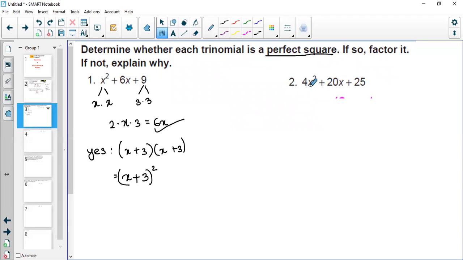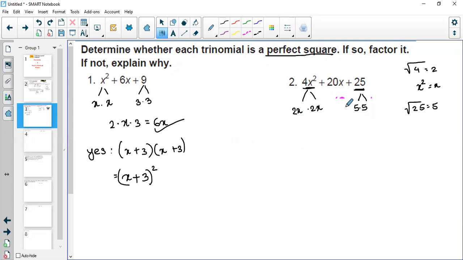Right, moving to question number 2. Again, you need to look at the first term and the last term and find out whether they are perfect squares. The square root of 4 is 2, and the square root of x squared is x, so we could divide this as 2x multiplied by 2x, because that gives 4x squared. How about 25? The square root of 25 is 5, so we could write this as 5 multiplied by 5.